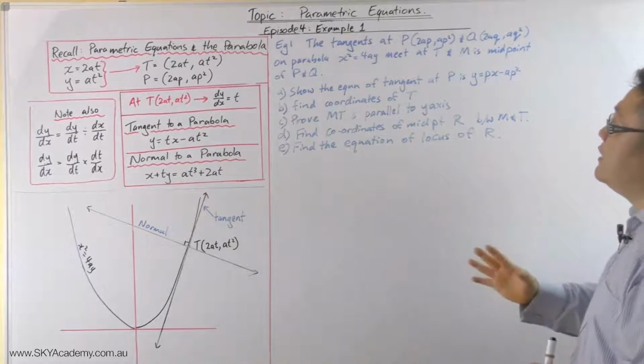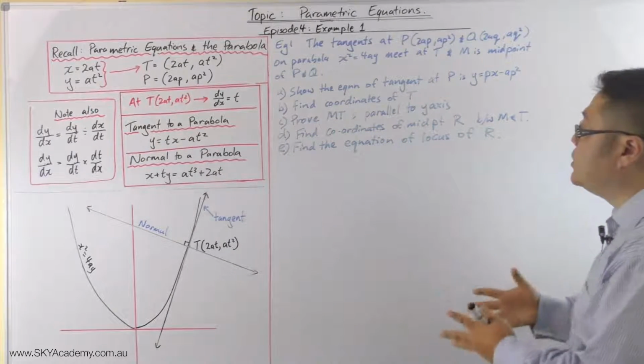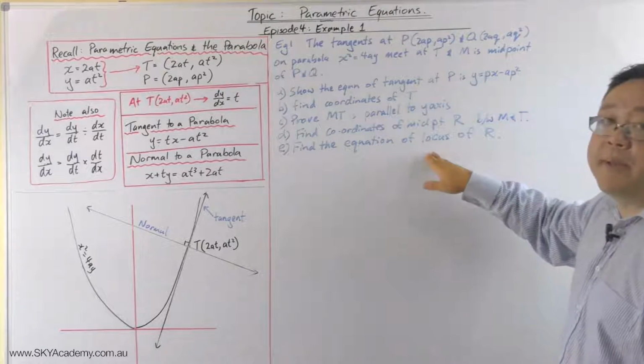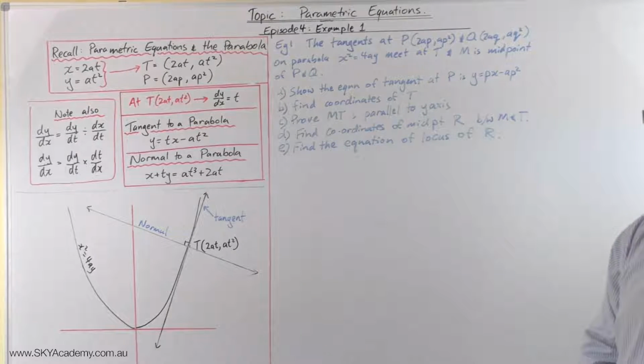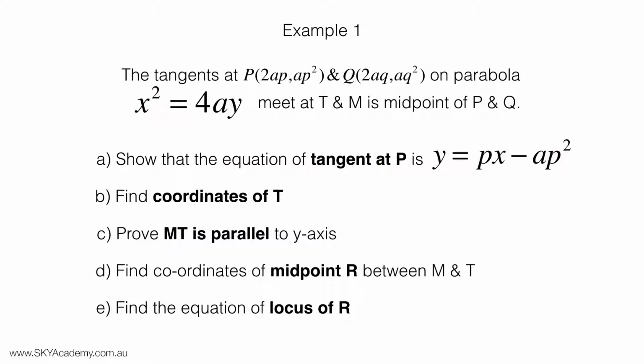This episode is a long-winded way of launching into an example of a typical question you might find in an exam. So let's have a look at it. Example 1: the tangents at the point P, which is (2ap, ap squared), and Q, which is (2aq, aq squared), on the parabola x squared equals 4ay, meet at a third point T, and a fourth point M is the midpoint of P and Q.